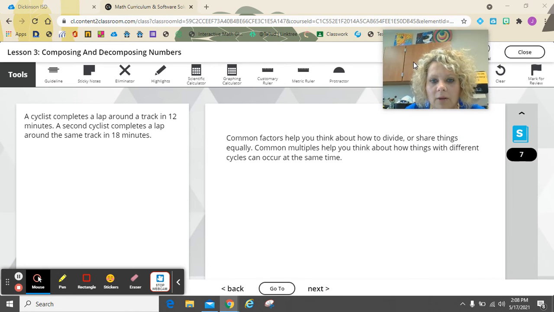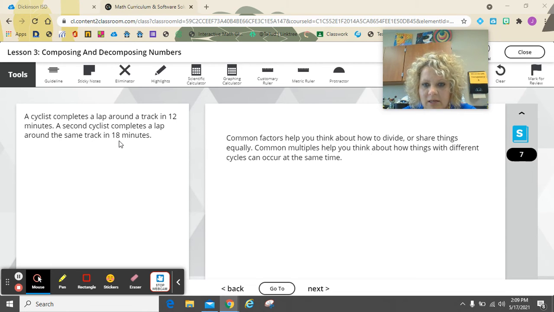So now we're going to talk about a cyclist. She completes a lap around a track in 12 minutes. So she is cycling on a cycle and she goes around a track. A lap is one time around. So she completes one lap in 12 minutes. A second cyclist completes that same lap, but in 18 minutes. So we're talking about 2 different quantities, but we want to know when, in common, they're going to occur at the same time.